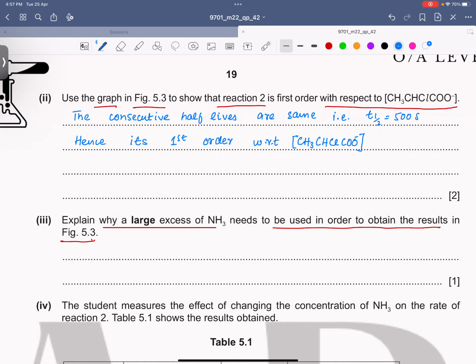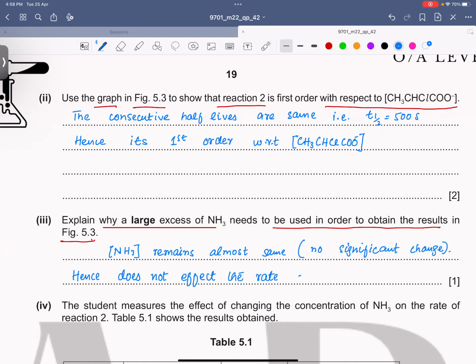So the concentration of ammonia remains almost the same. You can say that there is no significant change because it's in very large excess. Hence, it does not affect the rate of reaction.